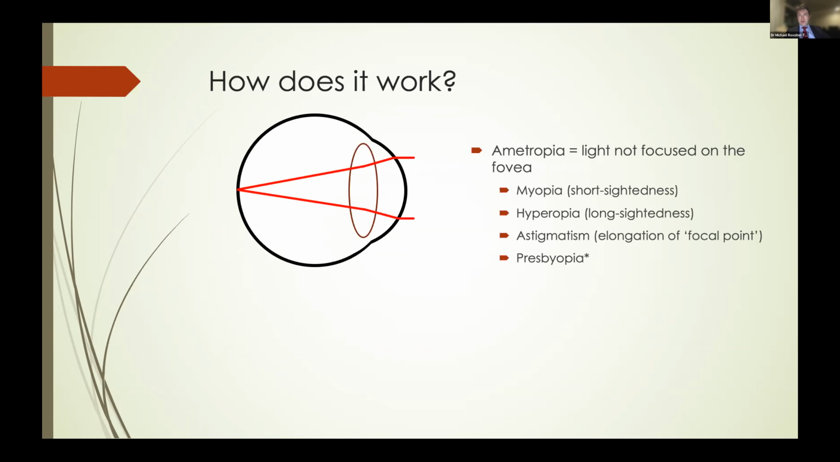Now, just briefly, how does laser refractive surgery work? To go back to the most basic optics, the eye is effectively a dual thin lens system. Light comes in, is refracted through the cornea, then to the lens, through the lens, and onto the fovea. Ametropia, or refractive error, exists when this light is not adequately focused onto the fovea, and can occur for the reasons mentioned there.